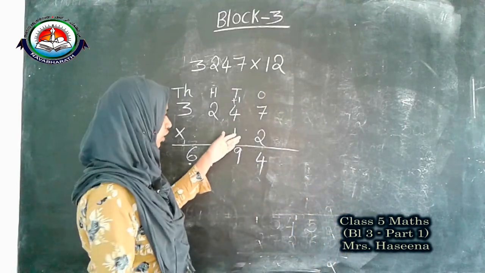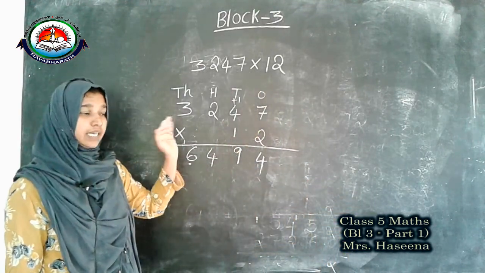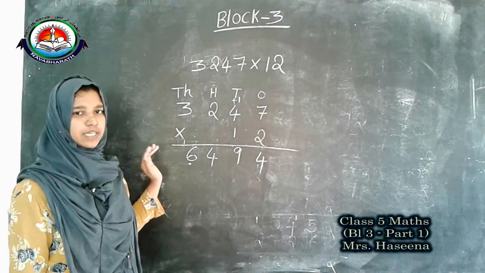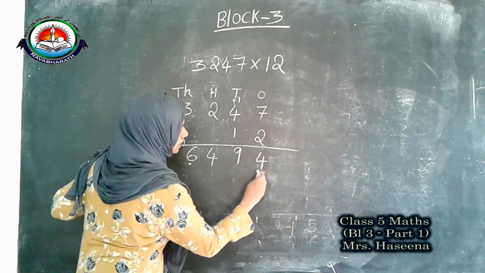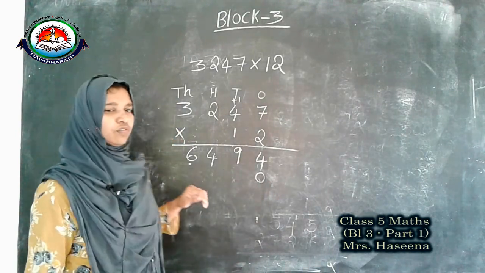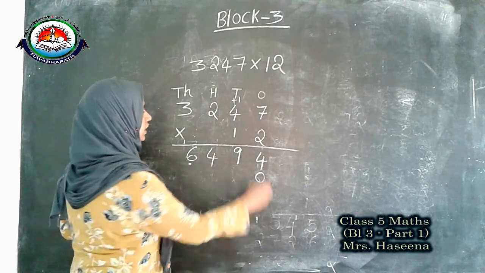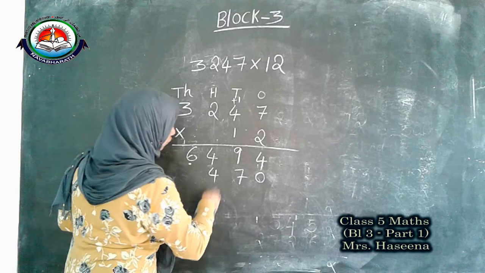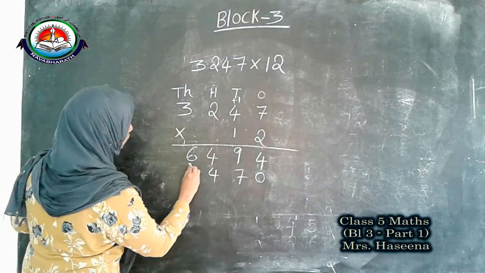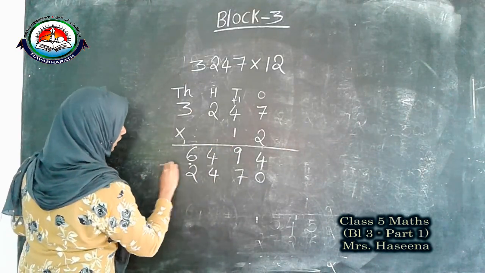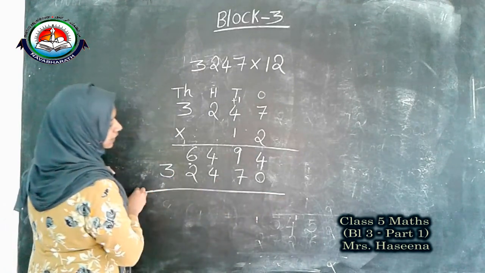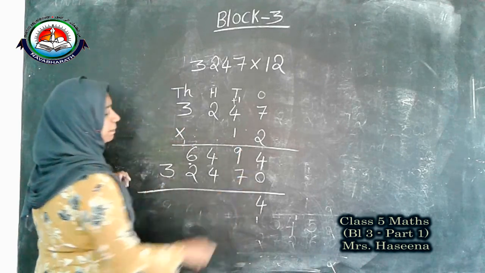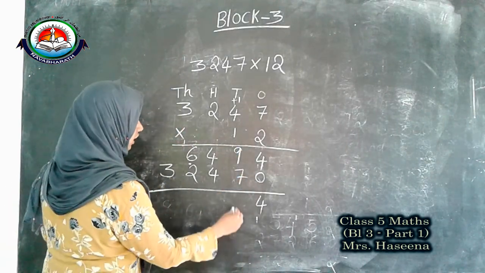Next one, we know we are going to multiply tens place numbers. So the answer will come tens place onwards. So in ones place we are going to write 0. Then 1 into 7, 7. 1 into 4, 4. 1 into 2, 2. 1 into 3, 3. Then add this number. 4 plus 0, 4.